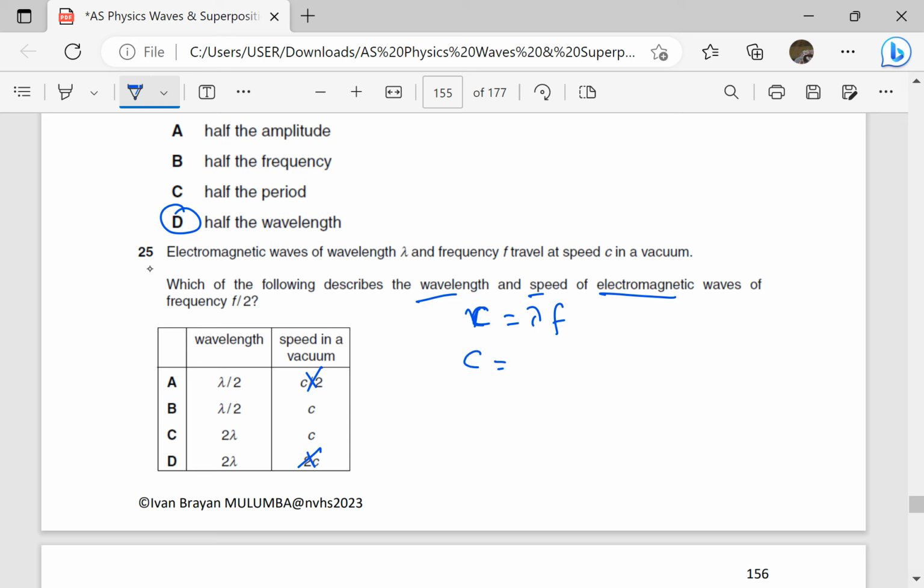The wavelength is unknown, but the frequency is f over 2. So I'll substitute: lambda f is equal to x, the unknown wavelength, times f over 2. So f cancels out, and if I make x the subject, x is going to be twice lambda. So the wavelength is twice as long. The answer is going to be C.